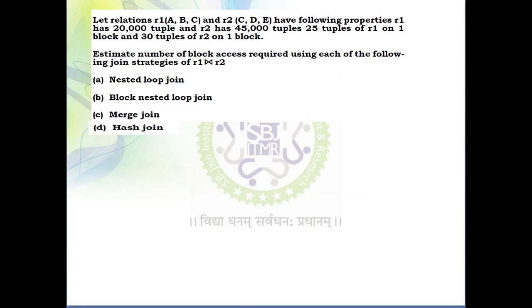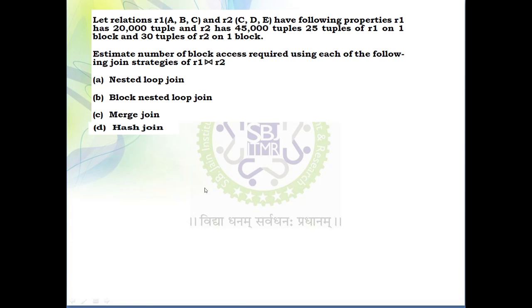So this is the problem statement given to us. Let the relation R1 with attributes ABC and relation R2 having attributes CDE have the following properties. R1 has 20,000 tuples and R2 has 45,000 tuples. 25 tuples of R1 fit in one block and 30 tuples of R2 fit in another block. You have to estimate the number of block accesses required using each of the following join strategies. Four join operations we have been asked: first is nested loop join, block nested loop join, merge join and the hash join.